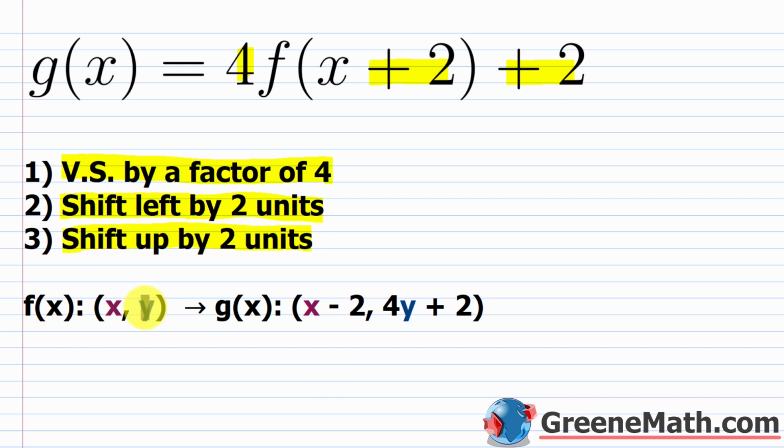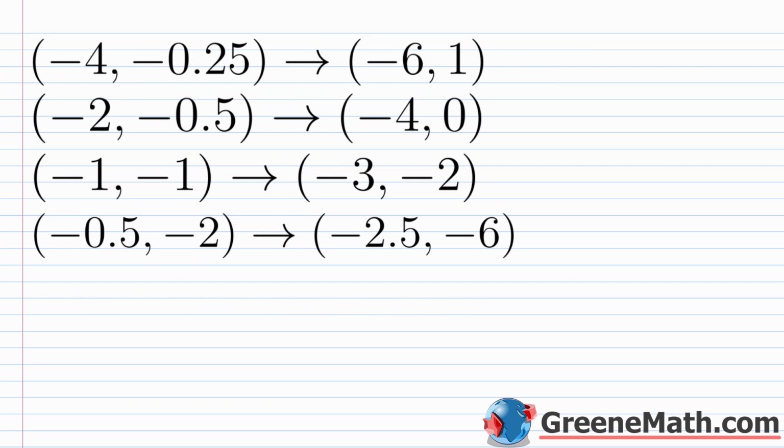So if you have an x comma y on your original f of x equals 1 over x, when you go to g of x, it's going to be x minus 2, again, because we're going to shift left by 2 units, comma, 4y, again, you have a vertical stretch by a factor of 4, so you're multiplying y by 4, and then plus 2 because of the shift up by 2 units. So I'm just going to show you some points. These are, again, from earlier on, and you can go through and pause the video and just verify these.